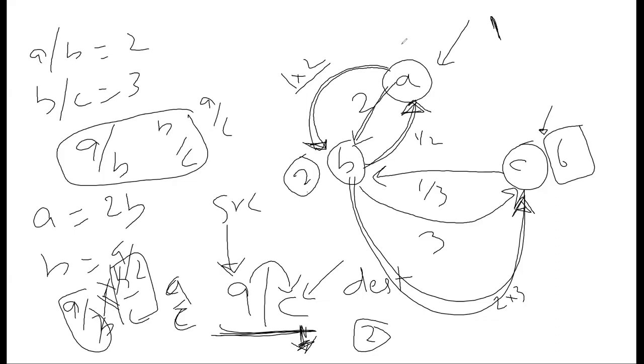Someone mentioned the union find method. Could someone please elaborate on it on the screen? How does that work?